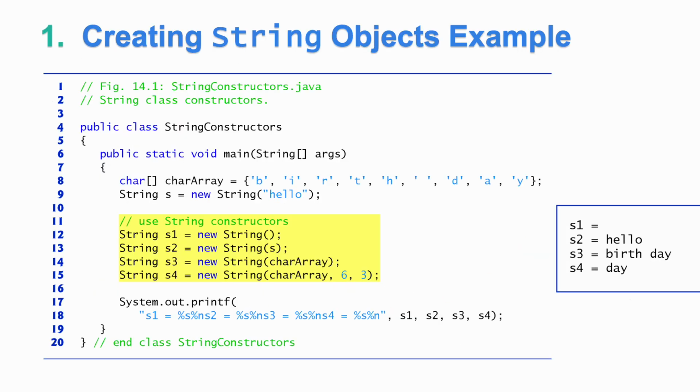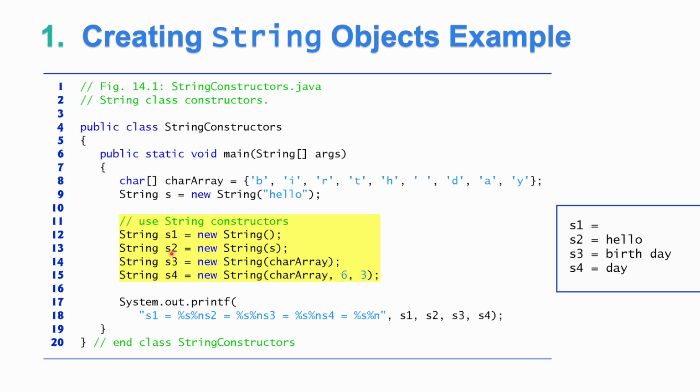Here is a complete Java program that shows an example of creating string objects. In the main method of this program, we create 5 different string objects in 5 different ways. The first one, which is referenced by the string variable s, is created from the string literal hello. The second one, which is referenced by the string variable s1, is created from the empty string.